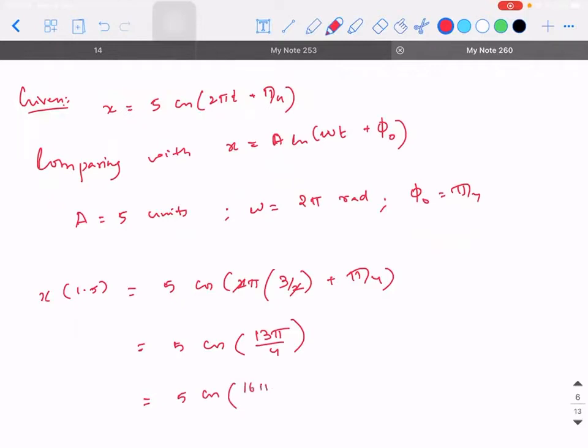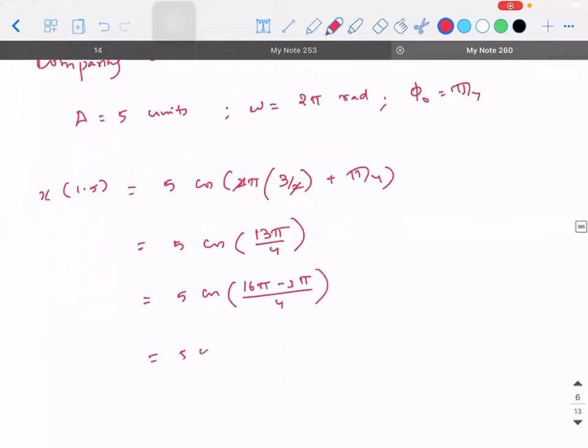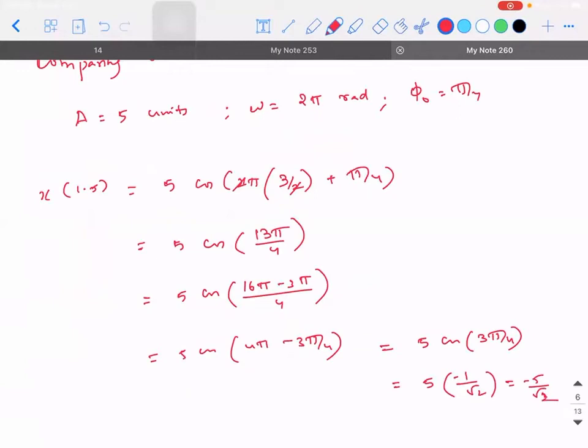That is 16 pi minus 3 pi by 4. So it is 5 cos of 4 pi minus 3 pi by 4. 4 pi minus 3 pi by 4 falls in the fourth quadrant. In the fourth quadrant cos is positive. So 5 cos 3 pi by 4. So how much is the answer? Cos 3 pi by 4 is minus 1 by root 2. So minus 5 by root 2 units is the answer. That is the displacement of the particle at 1.5 seconds. Correct?